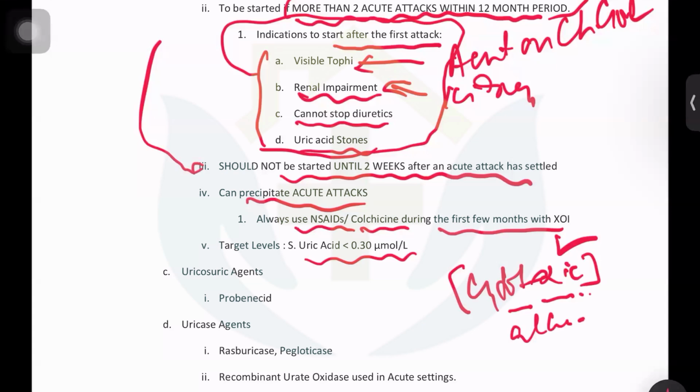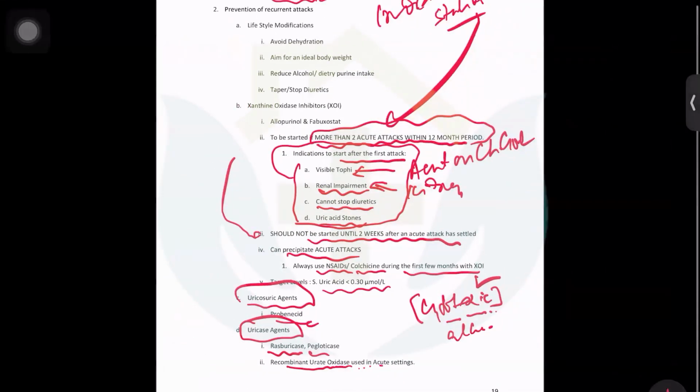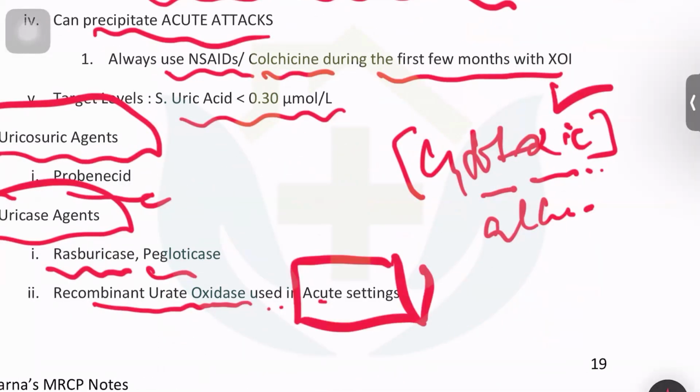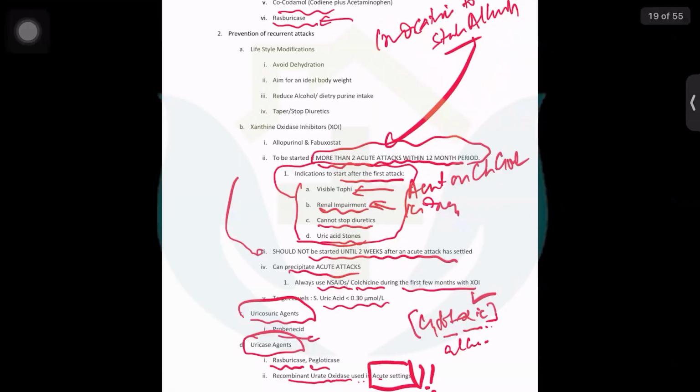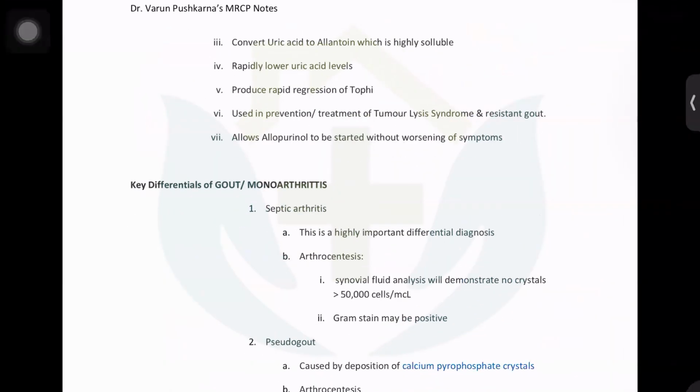Then you can use old drugs like probenecid or uricase agents like rasburicase. That is a recombinant uricase. Pegloticase. These are recombinant urate oxidase and used in the acute settings. So this is the only drug that can be used in the acute setting as a direct uric acid inhibitor. Now, how do these drugs act?